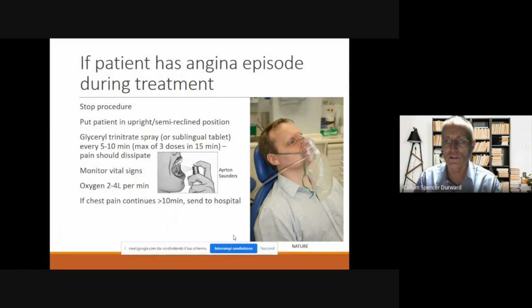If the patient has an angina episode during treatment, stop the procedure, put the patient in an upright or semi-reclined position, use glyceryl trinitrate spray under the tongue or a sublingual tablet. This can be done every 5 to 10 minutes for a maximum of 3 doses over 15 minutes. The pain should dissipate. Monitor their vital signs and give oxygen if necessary. If the chest pain continues for more than 10 minutes, call an ambulance and send them to the hospital.